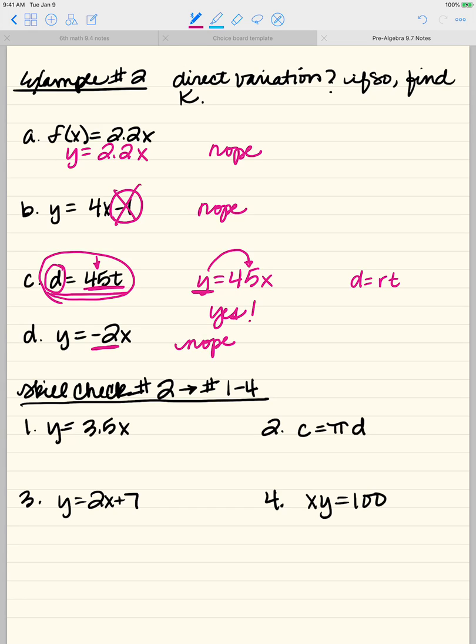So number 1, y is equal to 3.5x. Is this a direct variation? Yes, absolutely it is. What is the constant of variation? The constant of variation, k, is equal to 3.5.